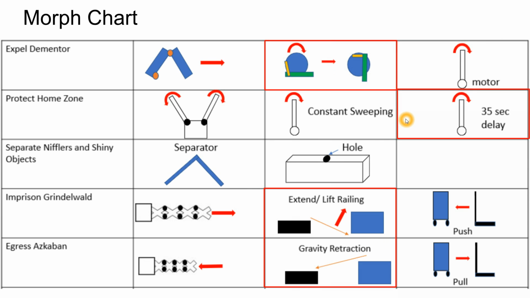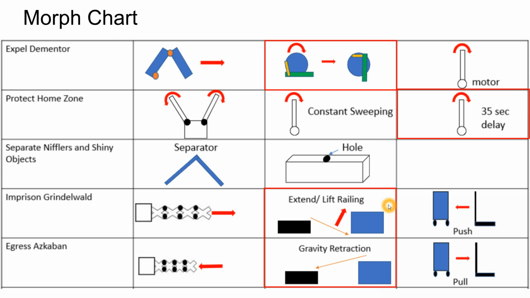The next solution that I would like to explain is the 35-second delay sweep. We felt that this solution was very useful because unlike the constant sweeping arm, if we delay the sweep to just a single sweep, 35 seconds right before the end of the round, that'll require only one sweep, which of course will create less wear on our machine and require less energy.